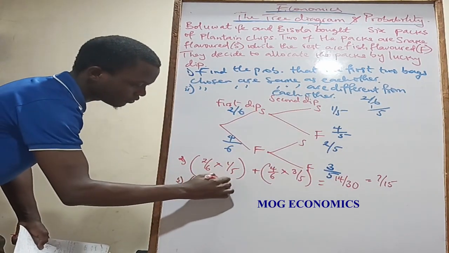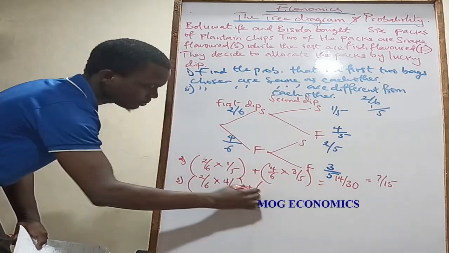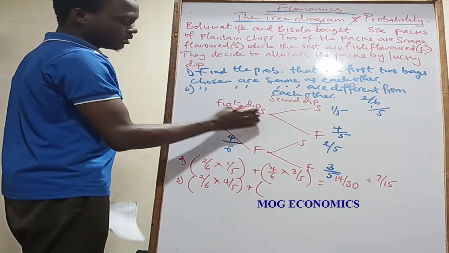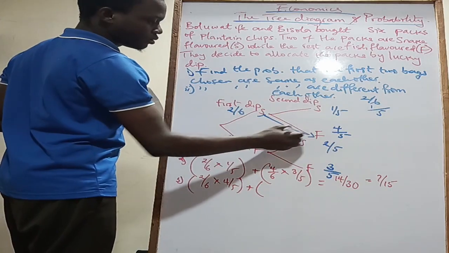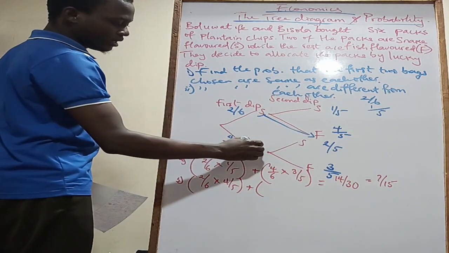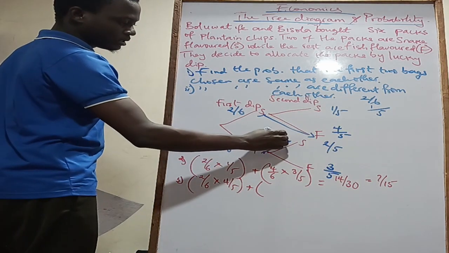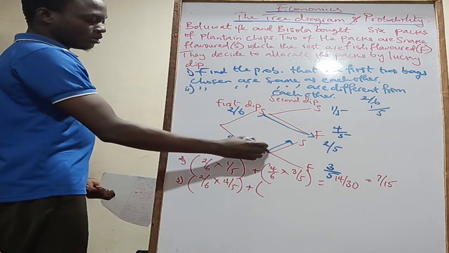2/6 times 4/5, then plus, so we are done. We did S here and F, that's what we did. So now we are going to go F here and then S, since there are two different bags. Okay, so from here to here.